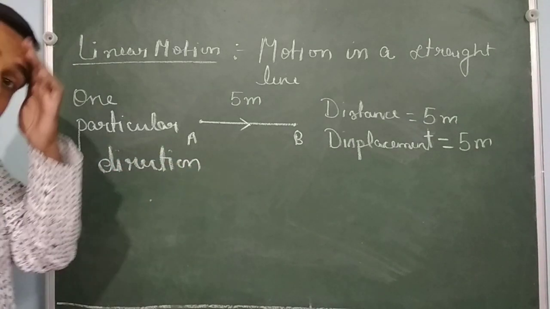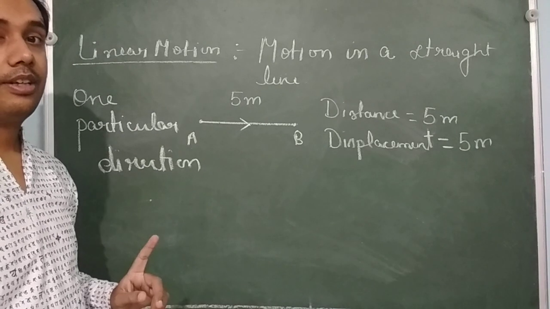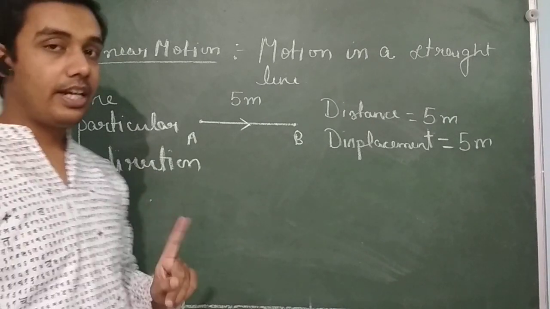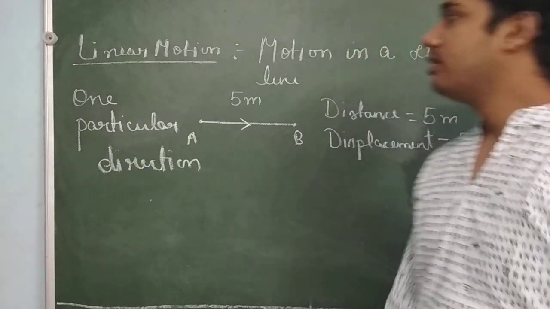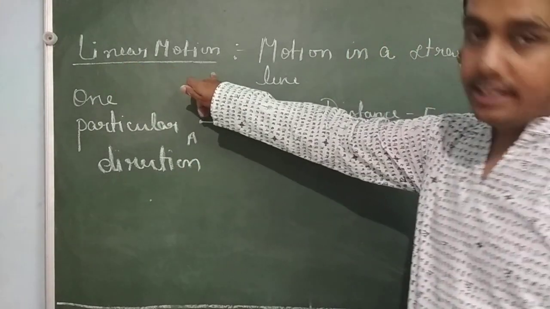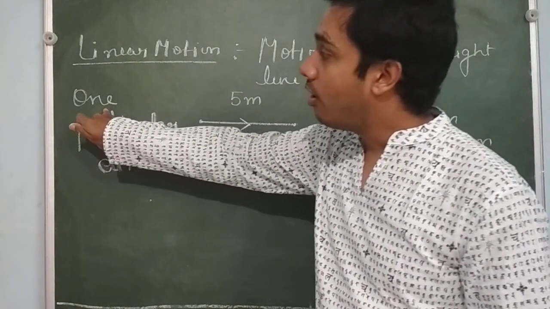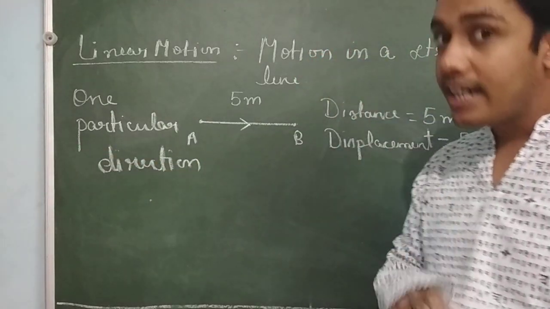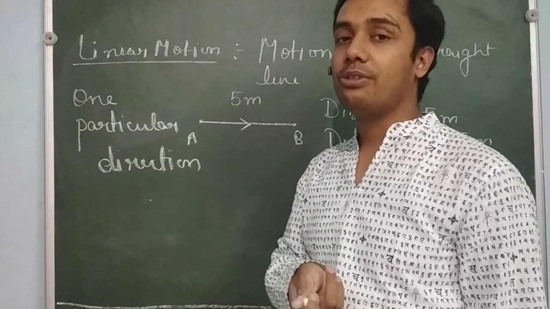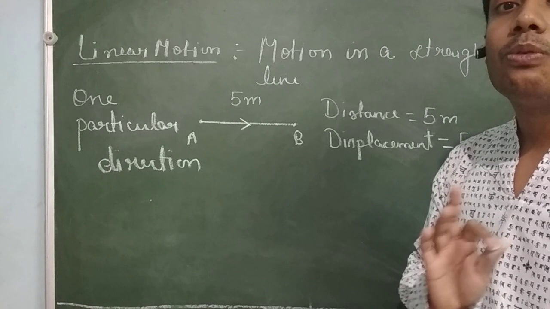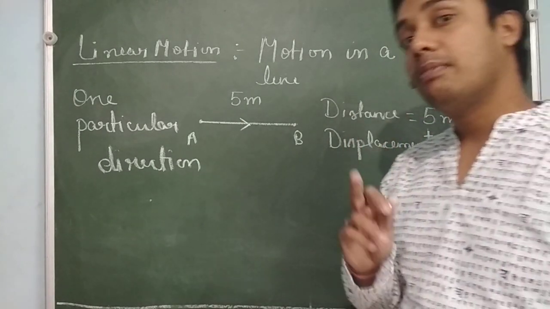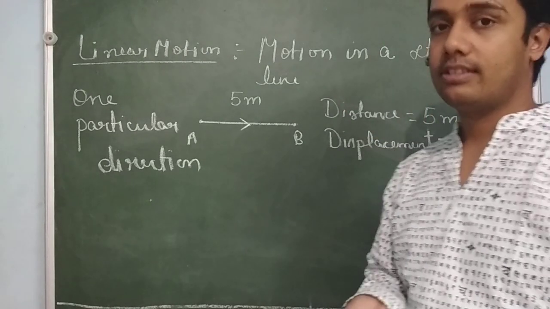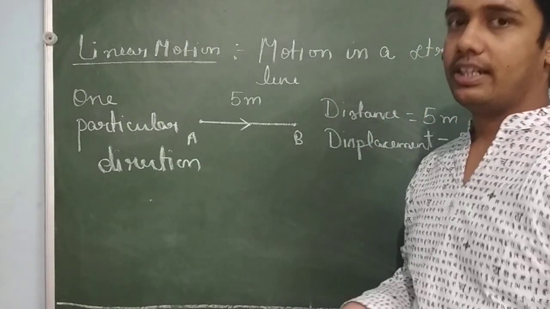In one particular direction. तो कब इक्वल होंगे, ये क्वेश्चन आता है 1 मार्क का. In which case are distance and displacement equal? So they are equal in case of linear motion which is performed in one particular direction. क्योंकि अगर डायरेक्शन चेंज हो गया तो फिर दोनों इक्वल नहीं होंगे. अगर डायरेक्शन चेंज हुआ तो डिस्प्लेसमेंट हमेशा छोटा हो जाएगा डिस्टेंस से. अभी मैं आपको एग्जांपल से दिखाता हूँ हाउ इट इज पॉसिबल.